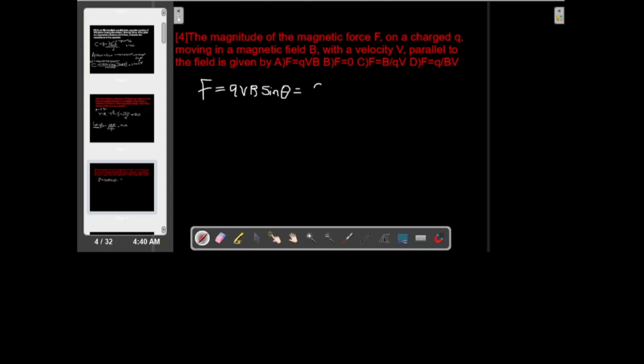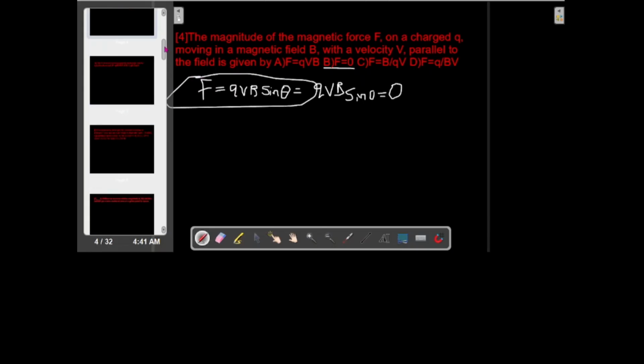So this becomes QVB sine 0. All right, and sine 0 is 0. So you should know where I'm going with this calculation. That means everything here turns to 0. That means the force now is 0. Our correct answer is option B. But this is the formula. All right. Now that brings us to question 5.